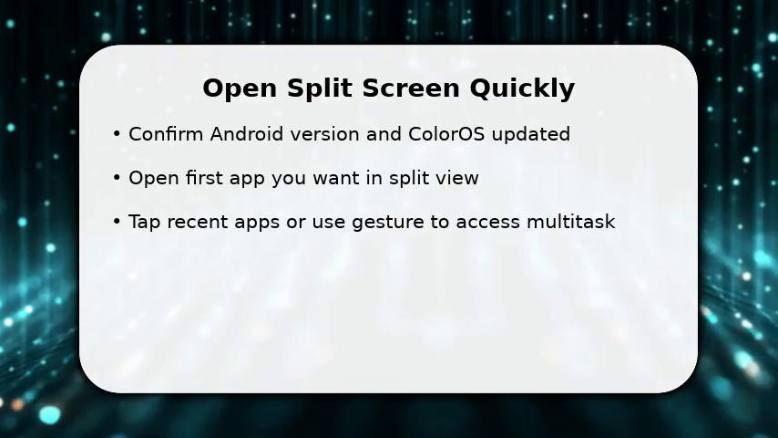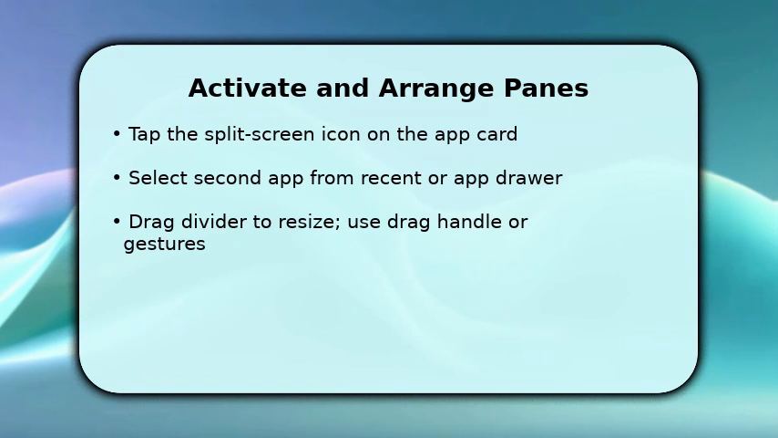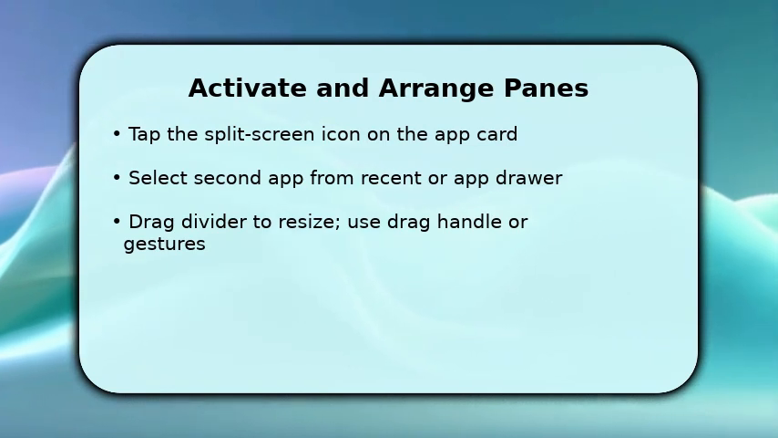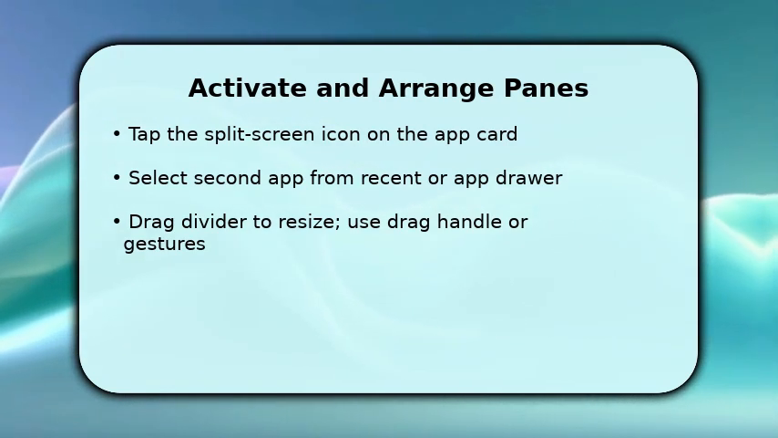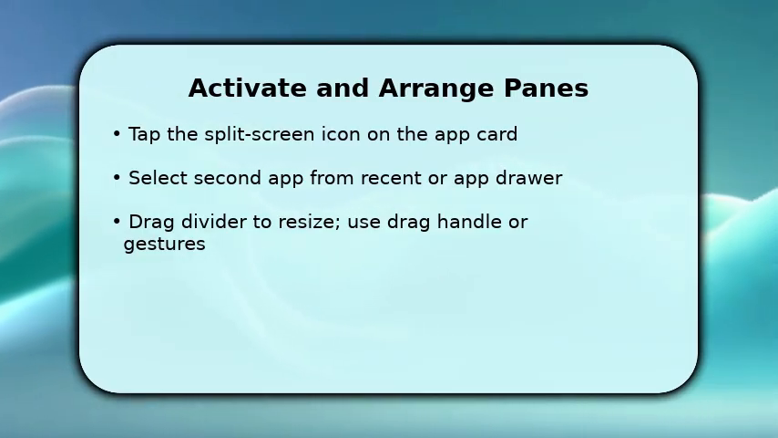Next, look for the split screen icon on the app card. After tapping the split screen icon on the first app's card, the phone pins that app to one side and shows available apps for the other side. Choose the second app from recent or open it from the drawer. The system will place it in the opposite pane.